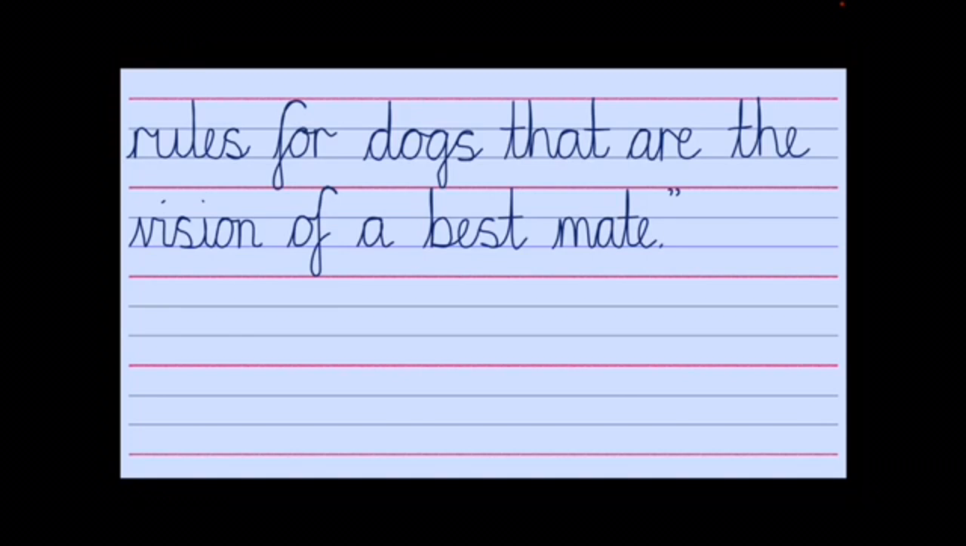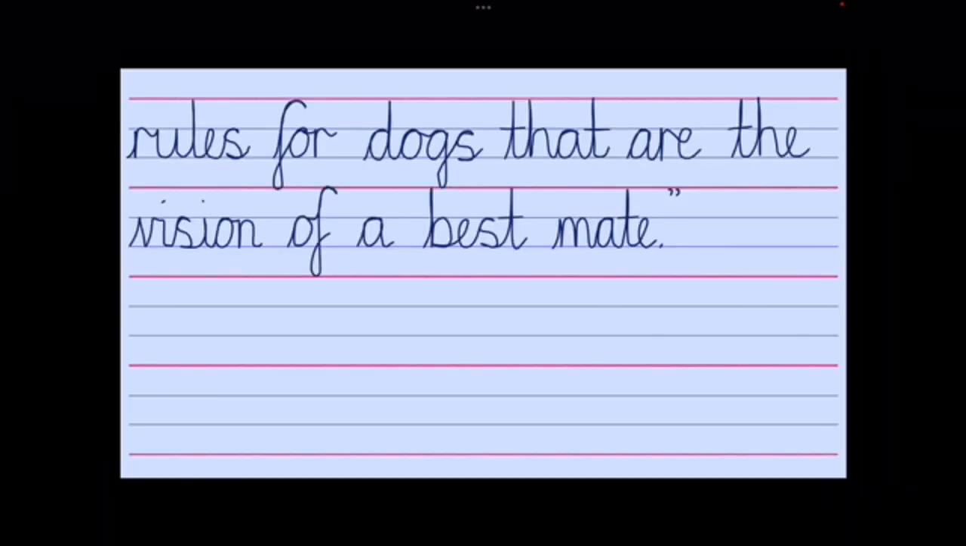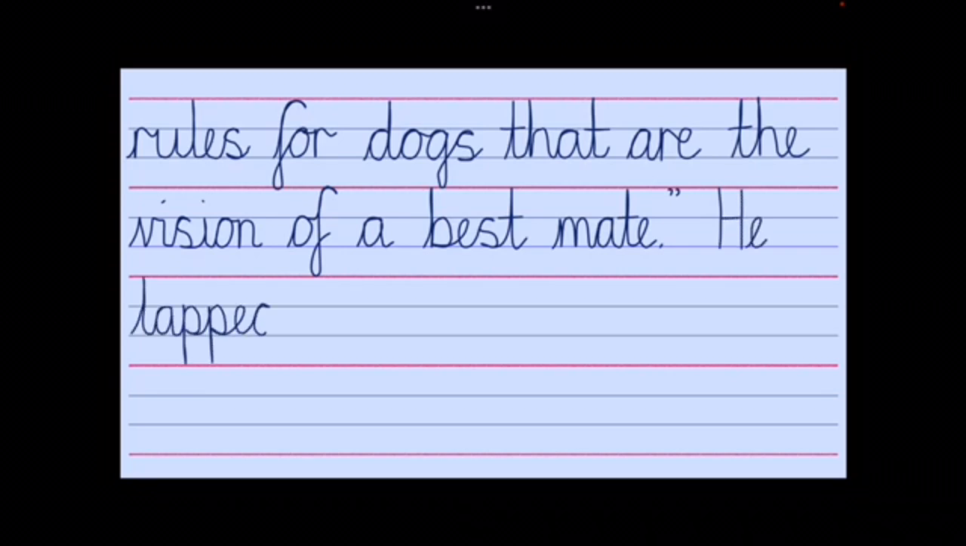He tapped the photo. Looking at a picture of Shannon's dog, you can see that they are similar. He tapped. Tap, and then we've doubled the P to add suffix ed. The photo. And then we'll have a comma because he's going to speak again.